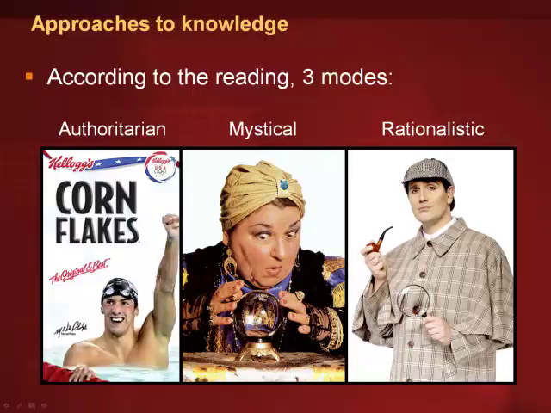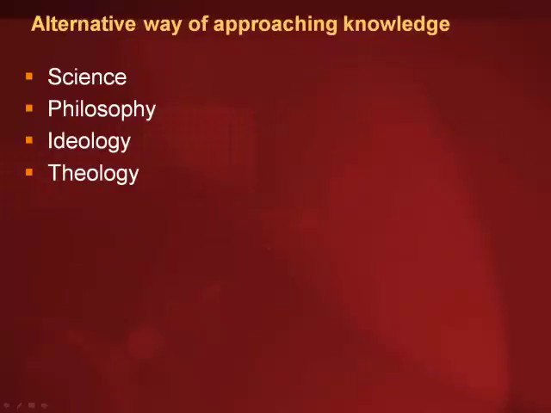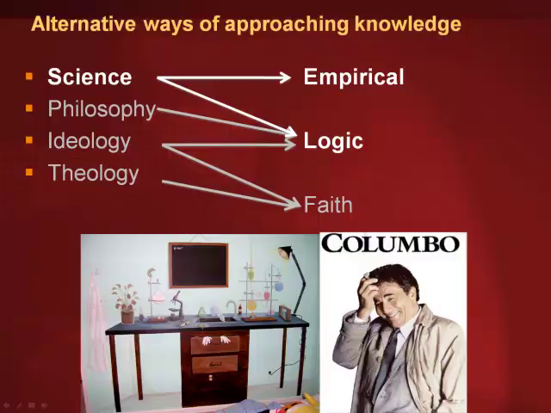These aren't per se bad approaches, and these are pretty common ways of breaking things down. I'm going to try from a different perspective. This is my alternative way of approaching knowledge. We have science at the top, followed by philosophy, ideology, and theology. I'm going to break these down for you right now. All 4 of these involve 3 different characteristics: empirical, logic, faith.